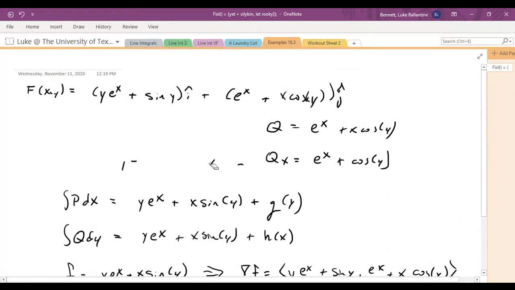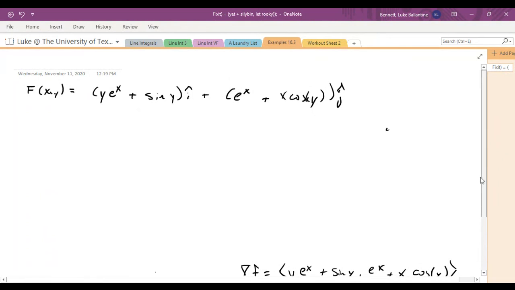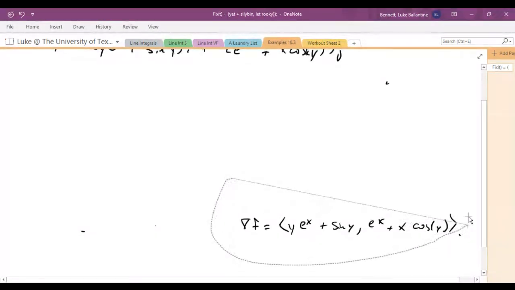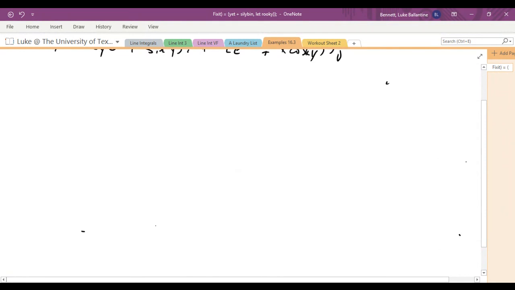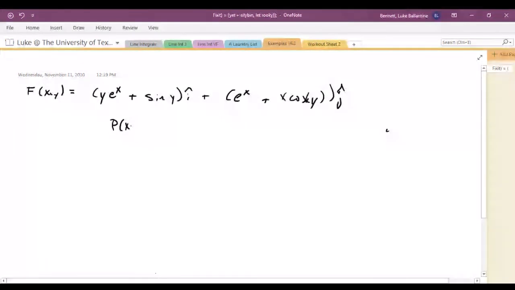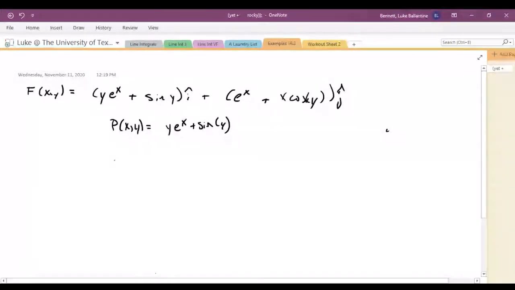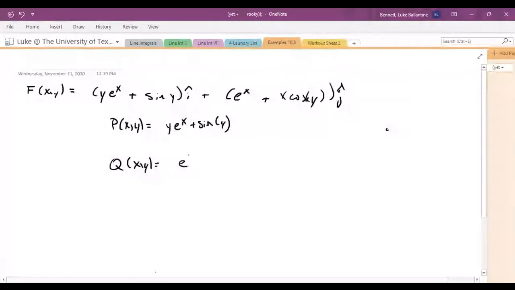So we have the big F of x, y equals y e to the x plus sine y, e to the x plus x cosine y. Now we're going to show that this vector field is conservative. So we've got P of x, y equals e to the x plus sine y, and Q of x, y equals e to the x plus x cosine y.